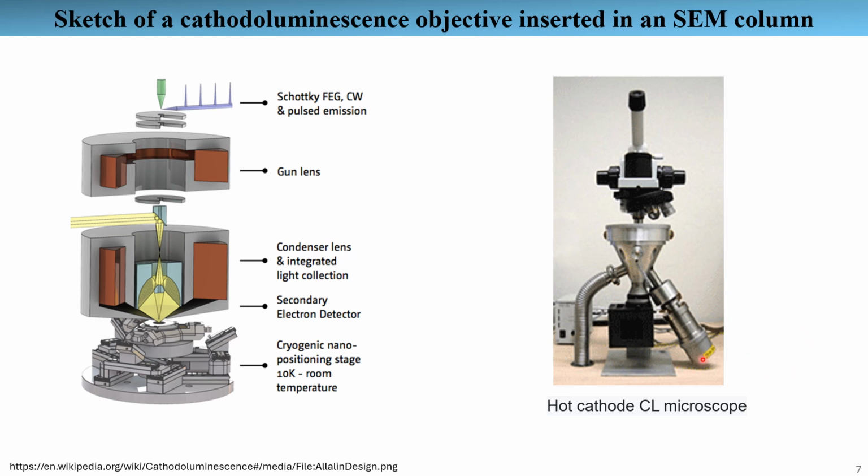To prevent charging of the sample, the surface must be coated with a conductive layer of gold or carbon. This is usually done by a sputter deposition device or a carbon coater.